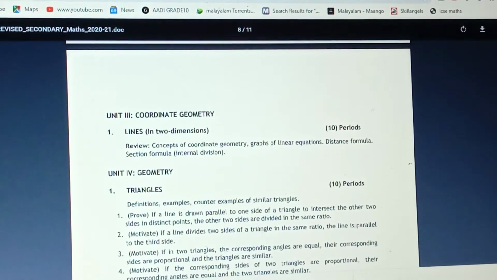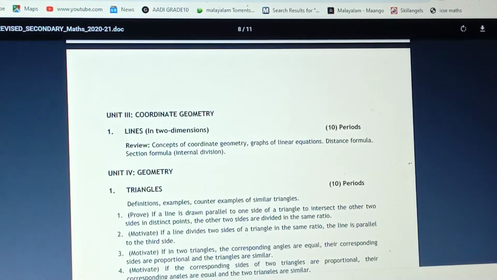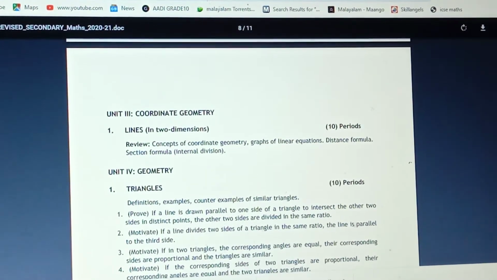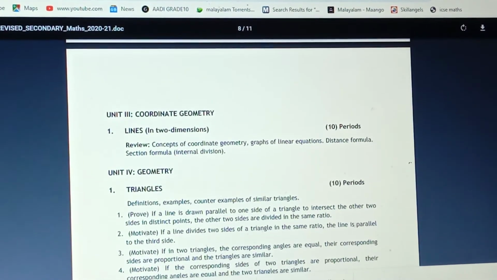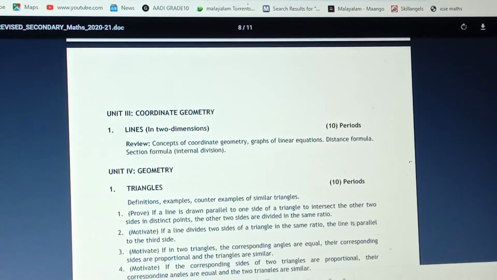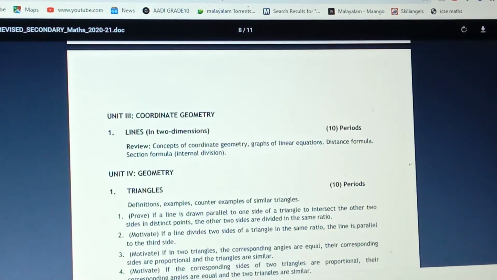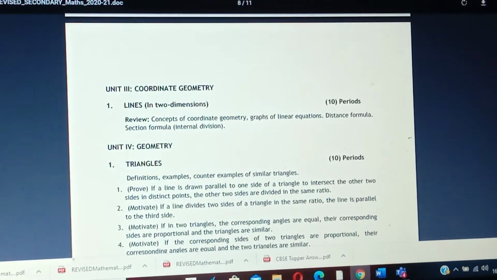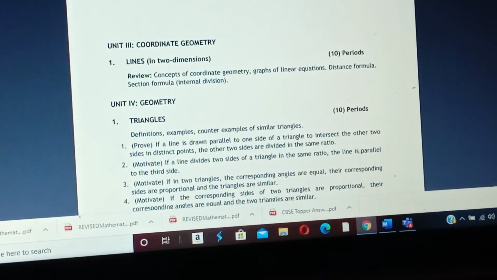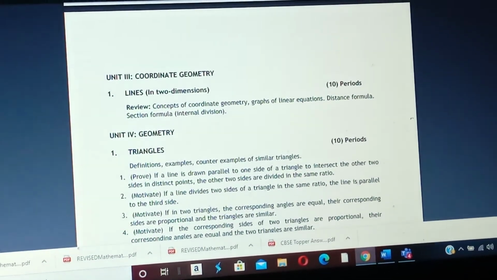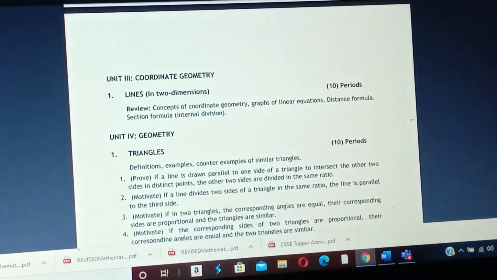The portion is area. Which one was removed? Area of triangles. So page number 168 there. Exercise 7.3 contains most of the questions related to area of triangles. So that is completely gone.